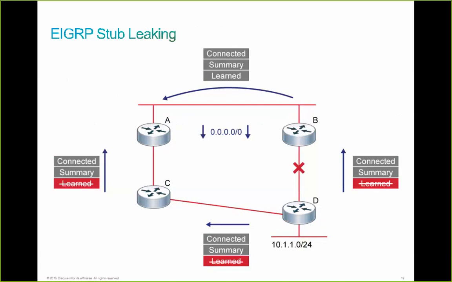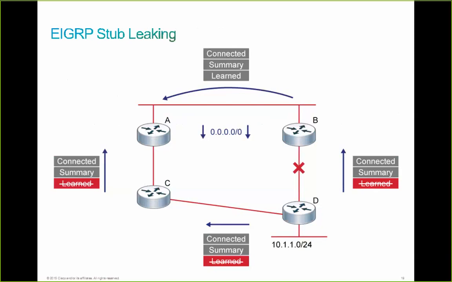Now, the other problem that you can have is that remote sites, spoke sites, can be dual homed with two routers on the remote end. Each of them is connected to the hub router. All right. So C and D in this case would represent the remote sites, and then A and B would represent the hub routers.